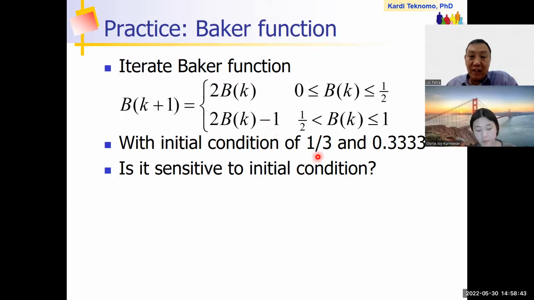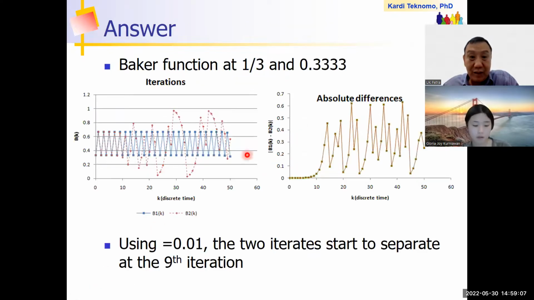So with an initial value of 1/3 and then 0.3333, it will have different results. Normally you will say 1/3 and 0.3333 are the same, isn't it? But when you put it into the Baker function, it's very sensitive. You can see the absolute difference. Initially, up to the ninth digit, they are the same, but after that, they will behave very differently.